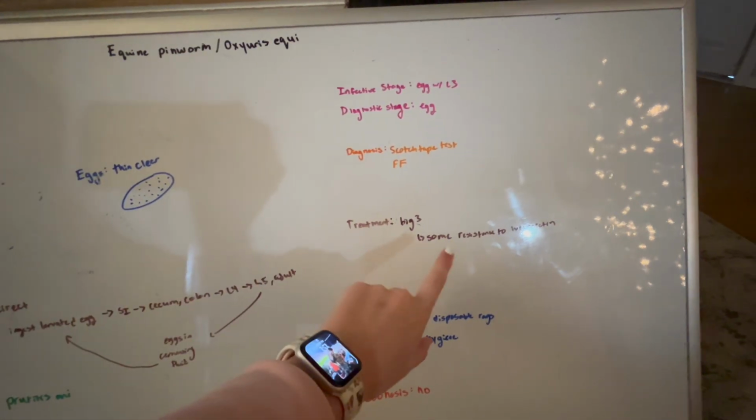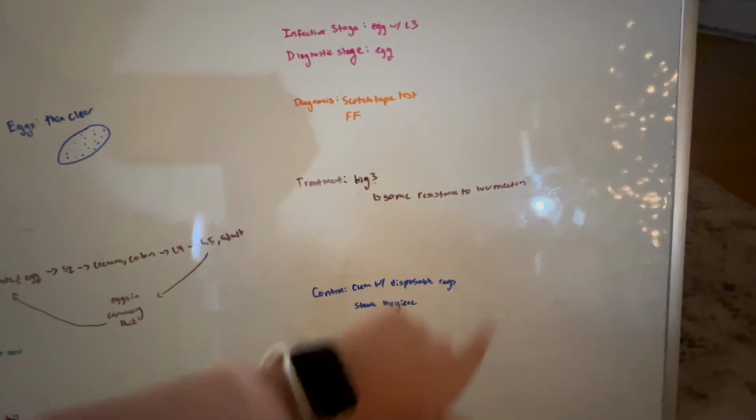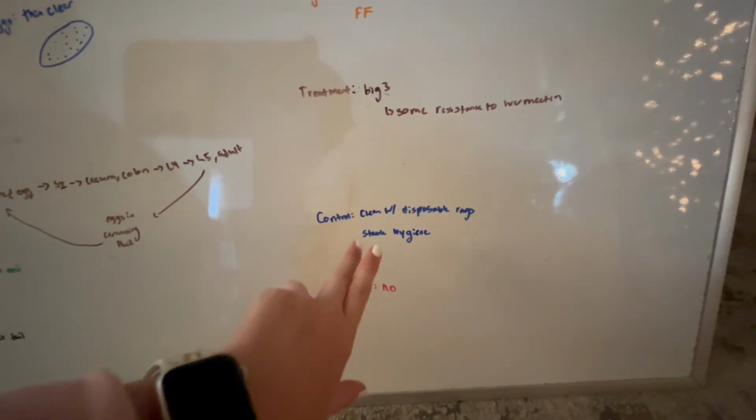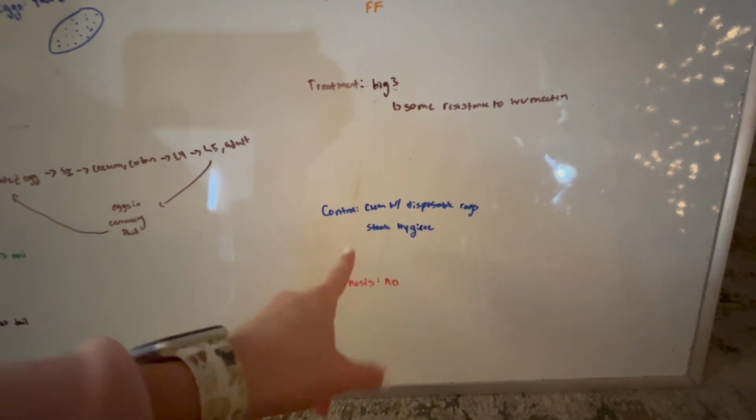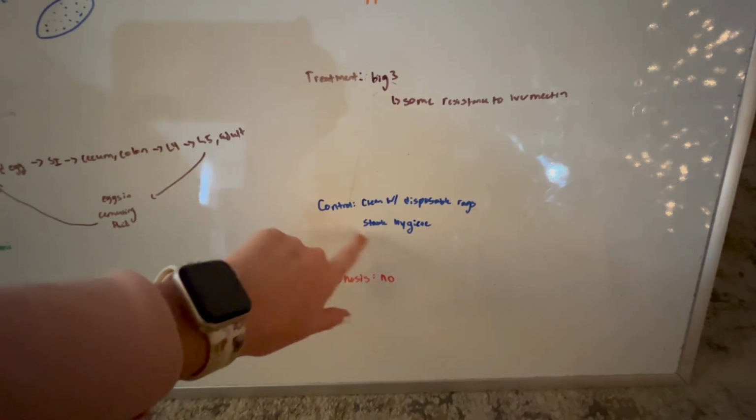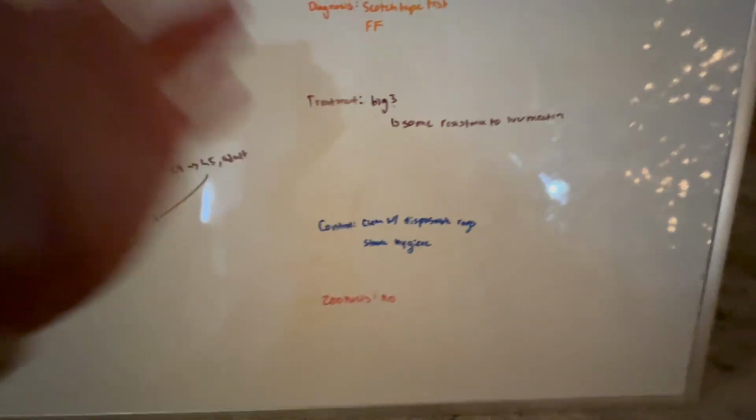Treatment, you can do the big three. There is some resistance shown to ivermectin. To control it, you can clean with disposable rags, and these are very hardy eggs, so you just have to make sure that you're not the one that's spreading it, so stable hygiene.